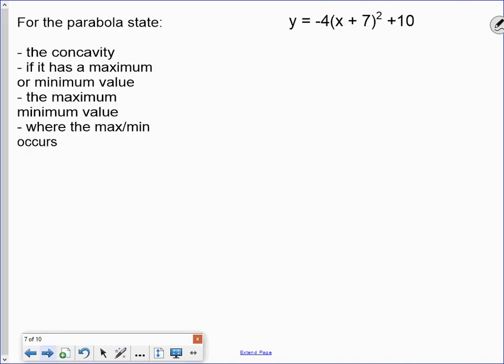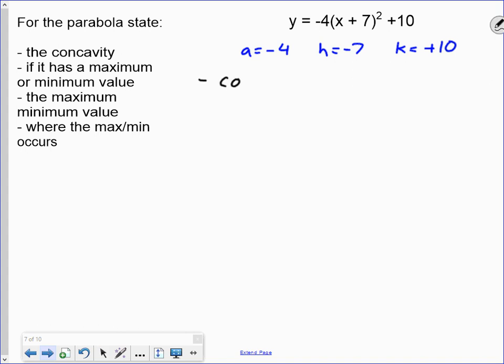All right, finally, here we're just given the equation of a parabola and we're asked to state a few things about it based on the equation. And we're doing these in a particular order for a reason. So first off, we're asked for the concavity. Well, we're given this in vertex form here, so we know immediately that our value of a is -4. Our value for h is -7 because we see a +7 in the brackets, and our value for k is +10. So our first question is the concavity.